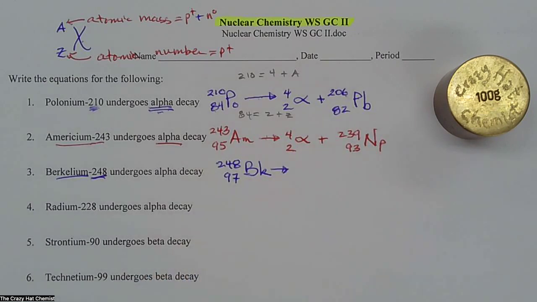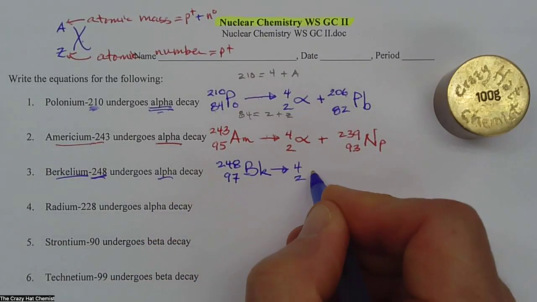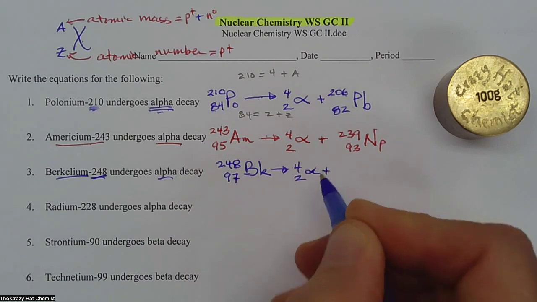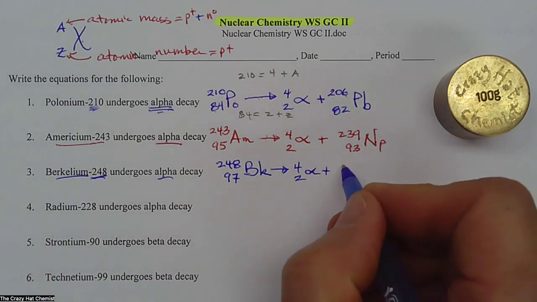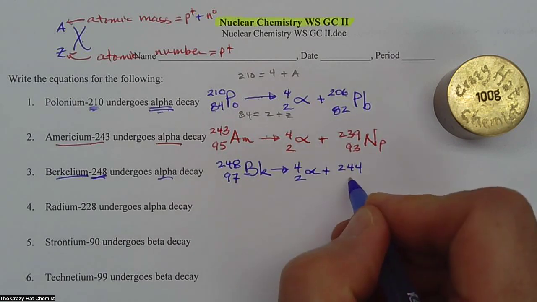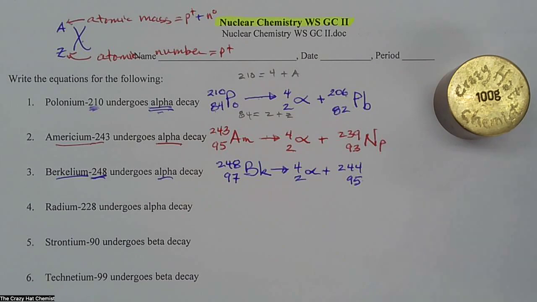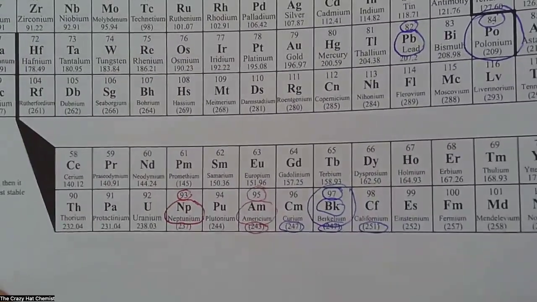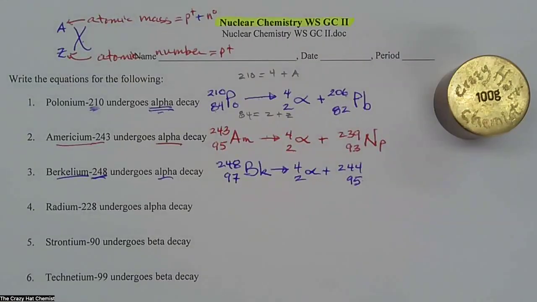Okay, perfect. And then this undergoes alpha decay, so that's a 4, 2, and the alpha symbol there, just like that. It's 248 minus the 4, and I'm going to get 244. That's the mass of my new element after the decomposition. And it's 97 minus the 2, that is 95. I'm going to look up number 95 on our periodic table, and we've actually covered this one already. There's number 95, and that's americium. So that's Am.